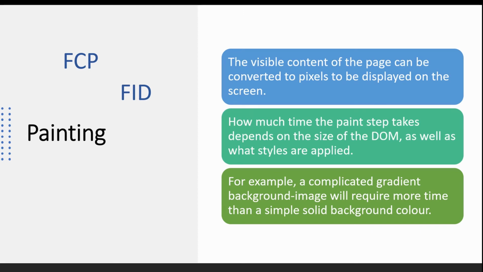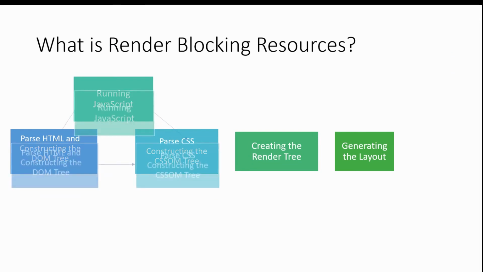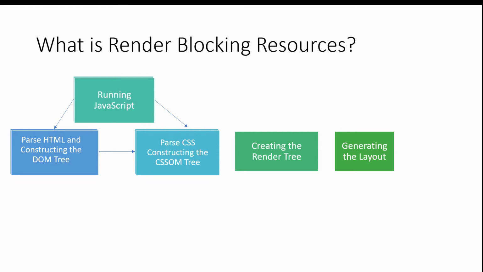And the whole painting process totally depends upon the size of the DOM, what styles are applied in your HTML, and the size of the elements. Based on these, your painting delay will occur. For example, a complicated gradient background image will require more time than a simple solid background color. So think about what is useful for your user and how to deliver it effectively. So this is our final critical rendering path. The browser first creates the DOM, creates the CSSOM, and runs the JavaScript in parallel.